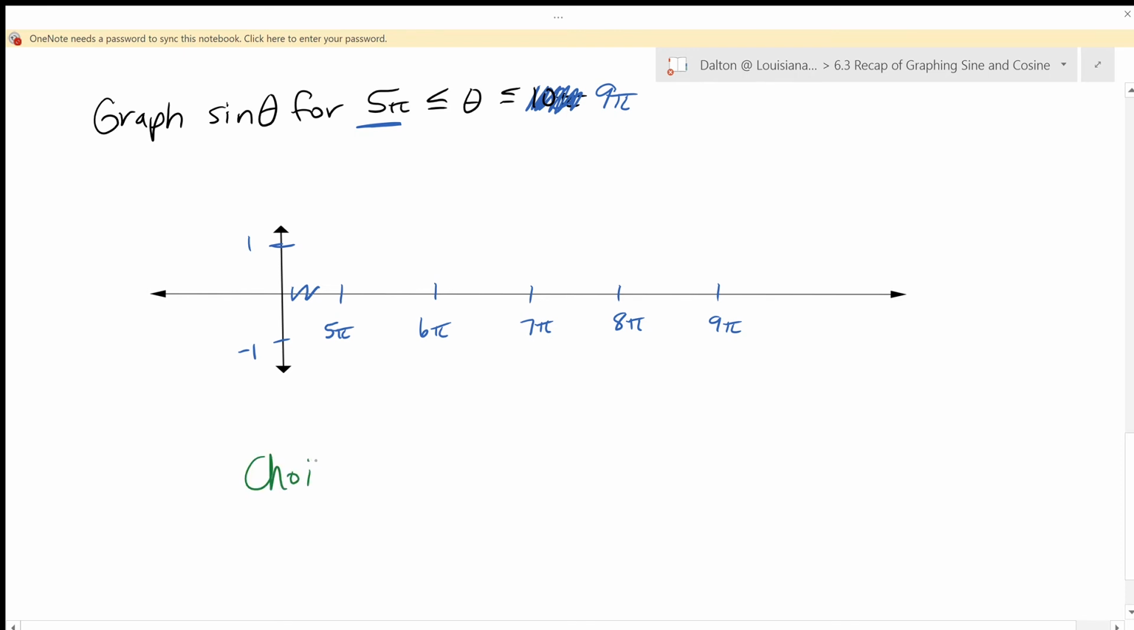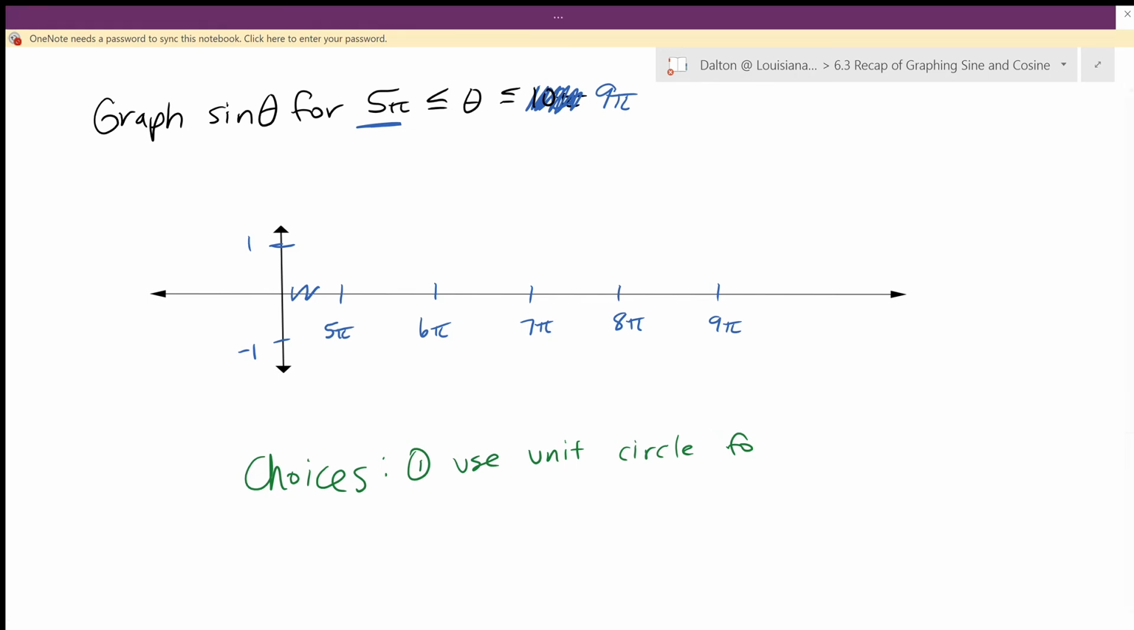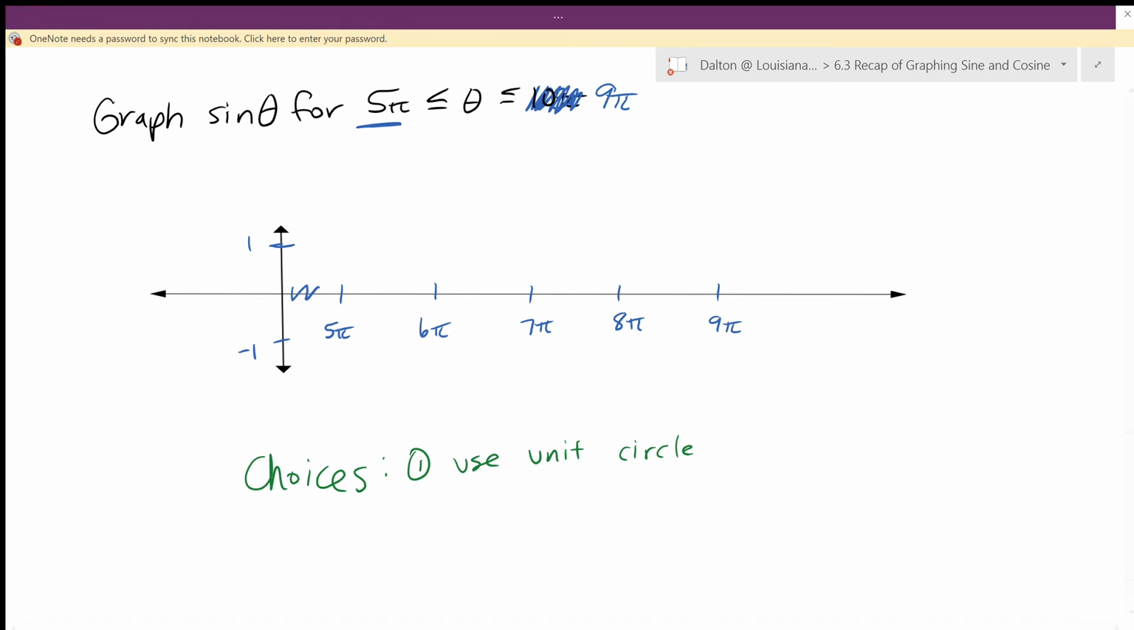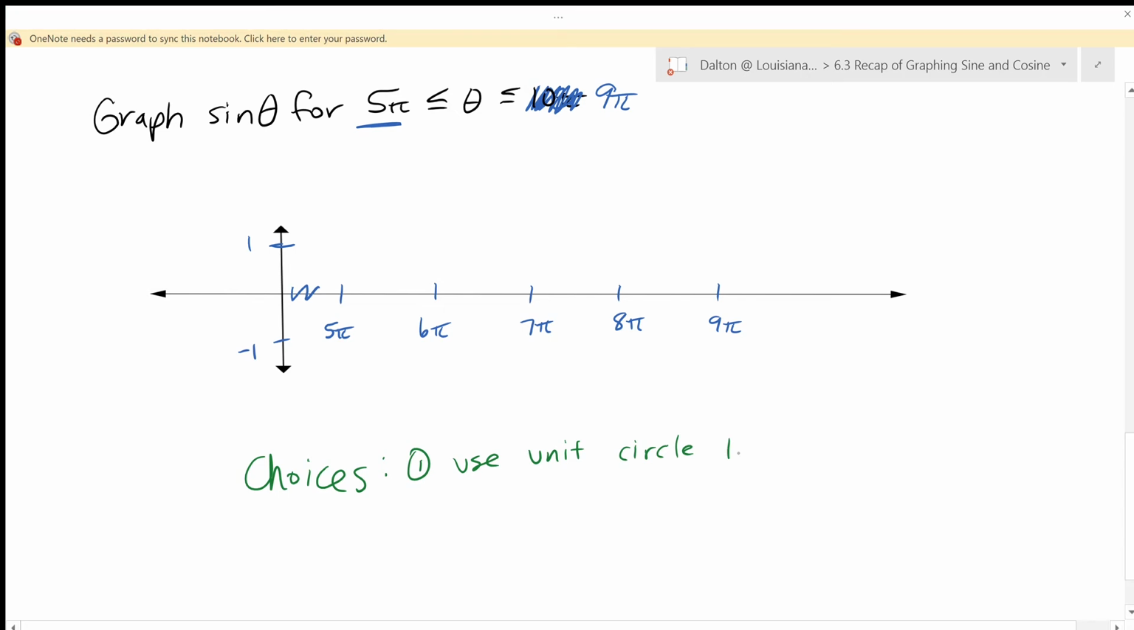Choices. Choice number 1 is use unit circle to find a reference angle for each of these. Okay.